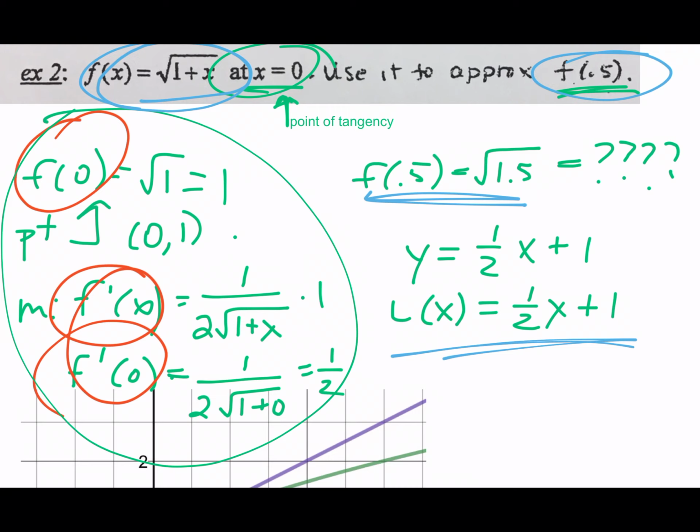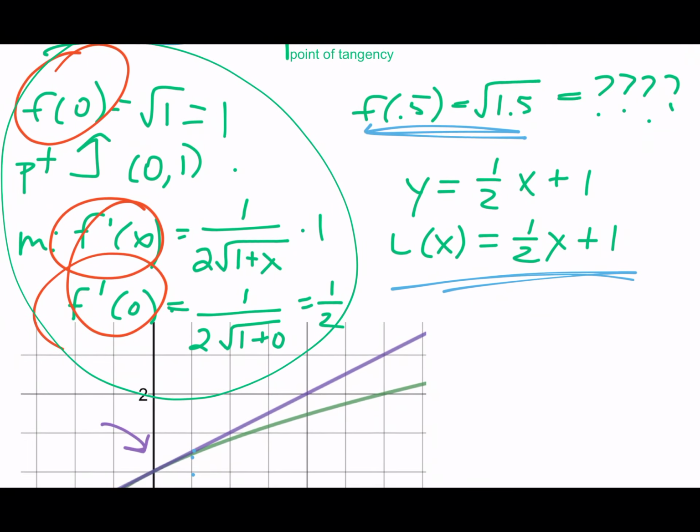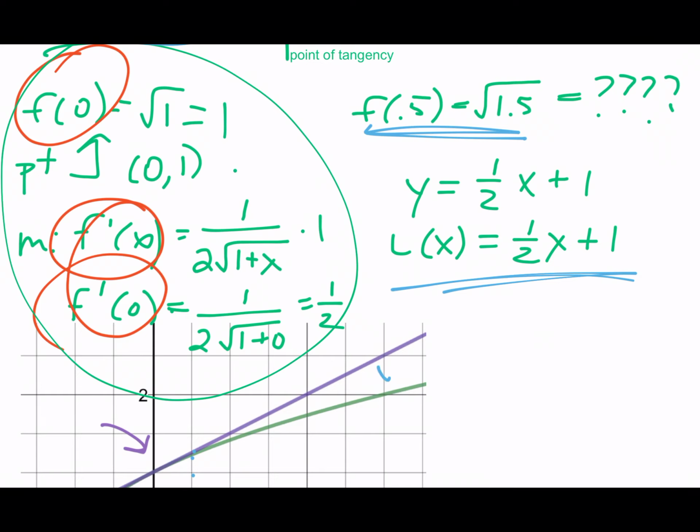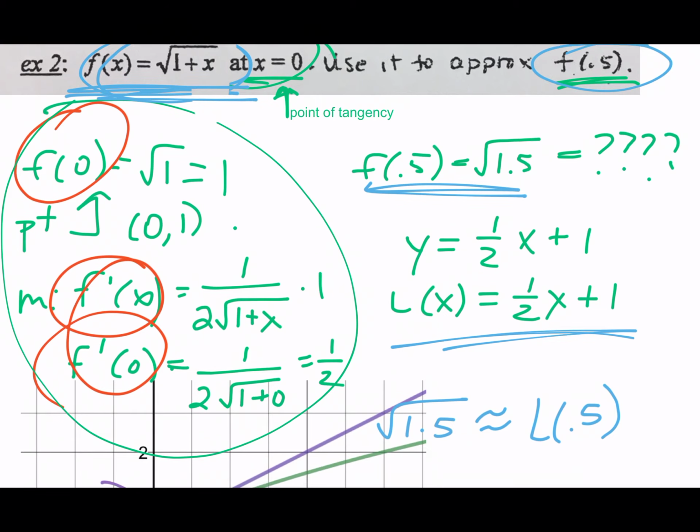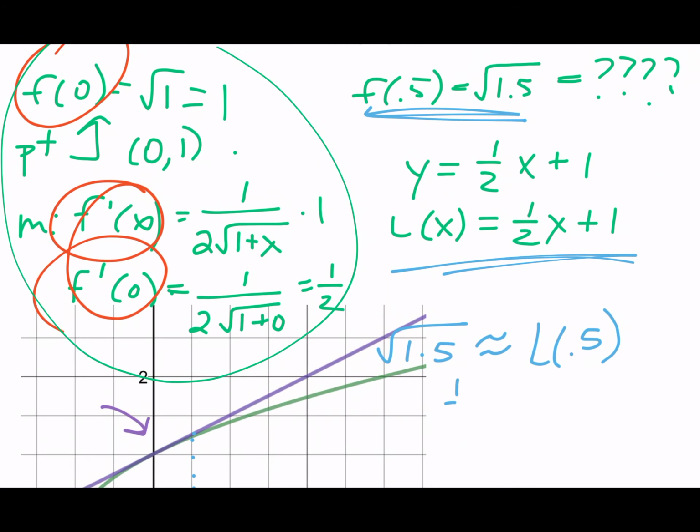But if I want to approximate the square root of 1.5, I'm going to approximate this by putting 0.5 into my tangent line approximation. Again, it's 0.5 because my original function is square root of 1 plus x. If it's square root of 1 plus x and I want to approximate square root of 1.5, I can only plug in 0.5 for x. So that's why I'm plugging in 0.5 for x. All right, so I would do 1/2 times 1/2 plus 1, which is going to be 1.25. Okay, and that's my approximation.